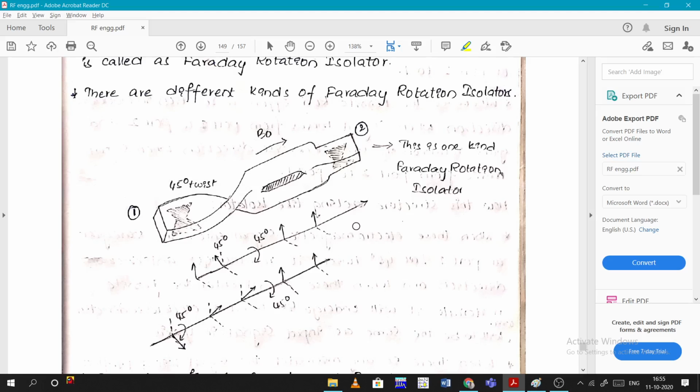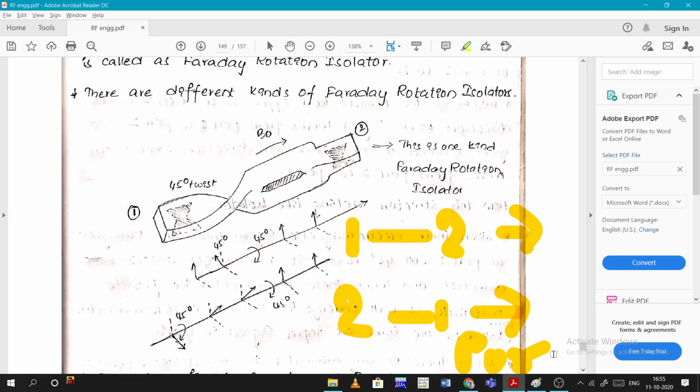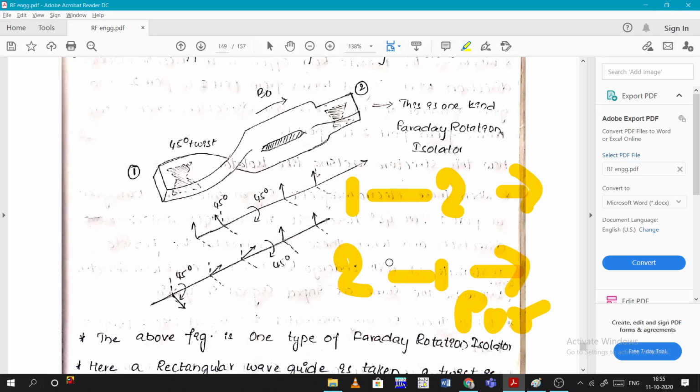One more thing you need to remember. When a signal is going from port 1 to port 2, the signal will be rotated 45 degrees anti-clockwise due to ferrite material. I am talking about ferrite material. Now, when the signal is coming from port 2 to port 1, it will be rotated anti-clockwise only, with respect to port 2. So it will also be rotating anti-clockwise with respect to port 2. That's why we are able to see here it is rotated in this direction. When you are observing in this direction, it looks like this, and here it looks like this, because I told you, you should see in the perspective of the input ports.